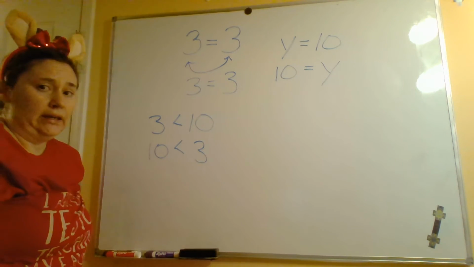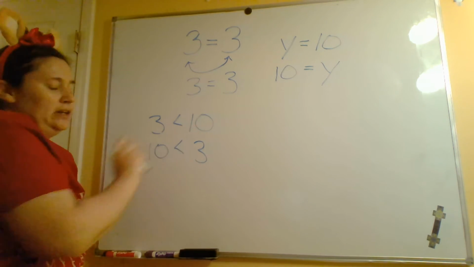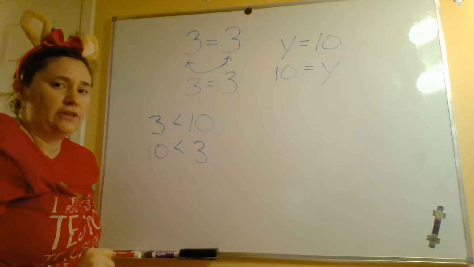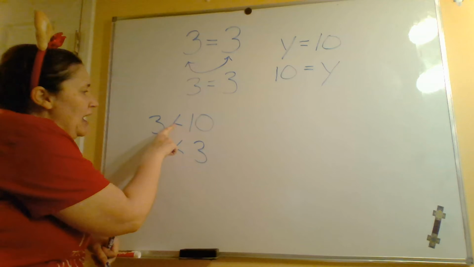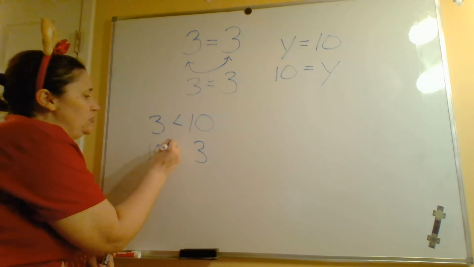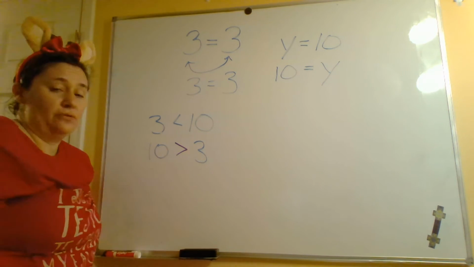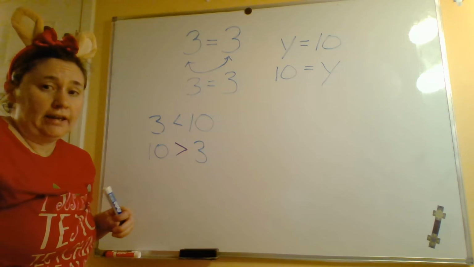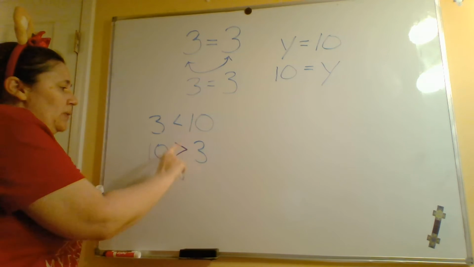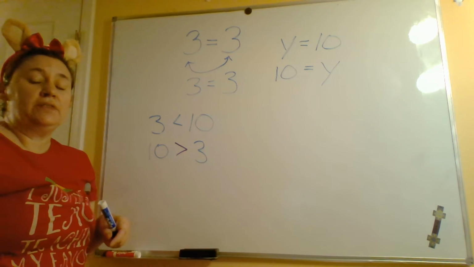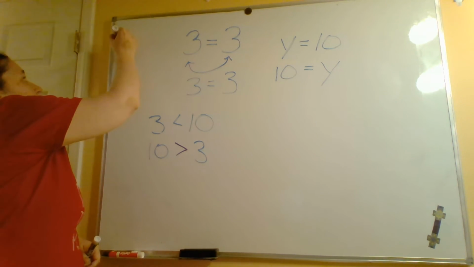So with an inequality, you can't just switch the sides of the two things that are in your inequality. You can't put this on the right and that on the left unless you flip the sign. If I take this less than sign and turn it into a greater than sign, now it's true. 10 is greater than 3. So when you have an inequality and you need to flip the side that the two numbers are on, you also have to flip the sign. If you flip the sides, you flip the sign. That's the moral of today's lesson.